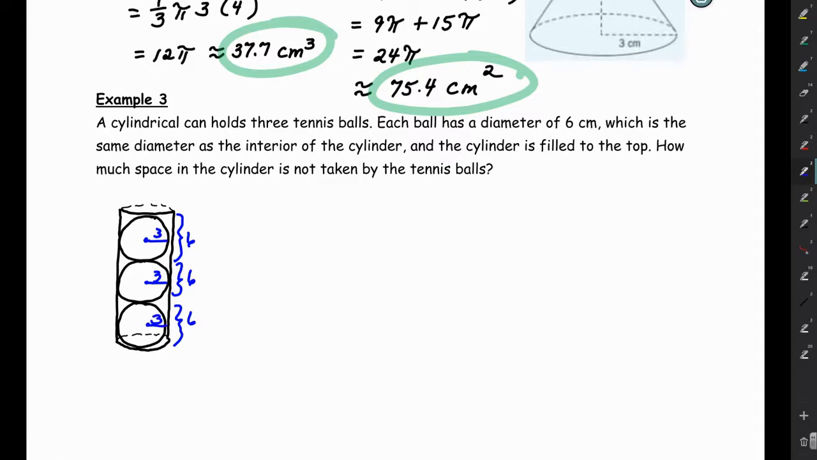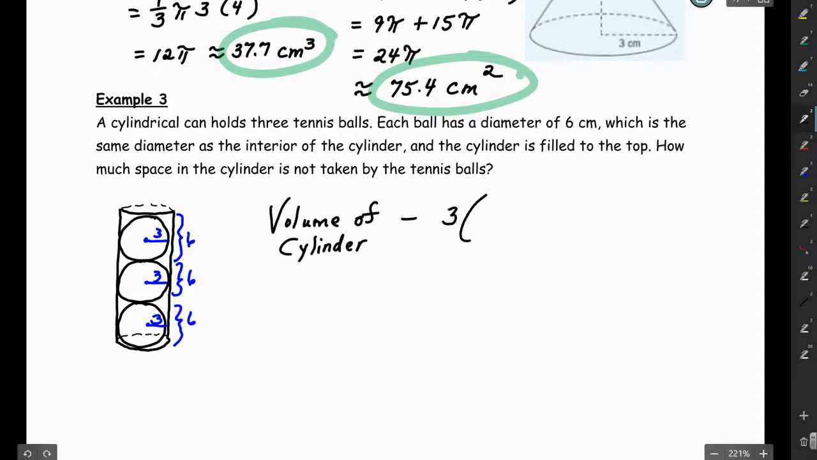Okay, so I want to find out how much space is in the cylinder that's not taken up by the tennis ball. So I'm going to write out what I need to do in words to start. So I need to know what the volume of the cylinder is. And then I'm going to subtract out the volume of the 3 balls. So 3 times the volume of a ball. And in geometry, we refer to a ball as a sphere.